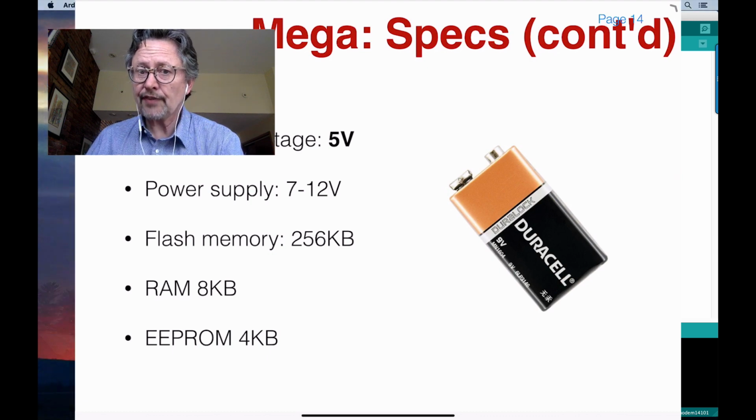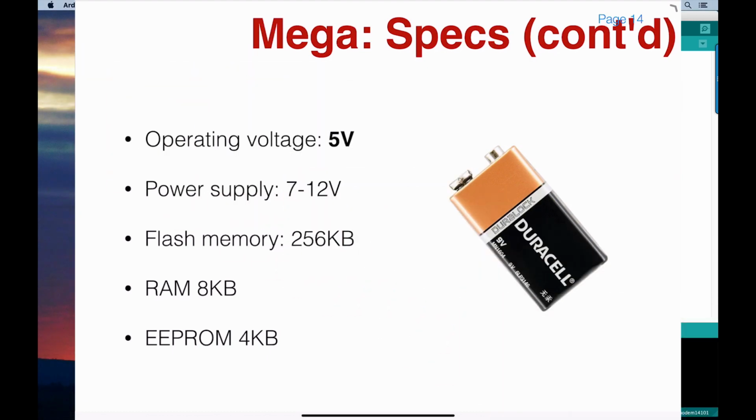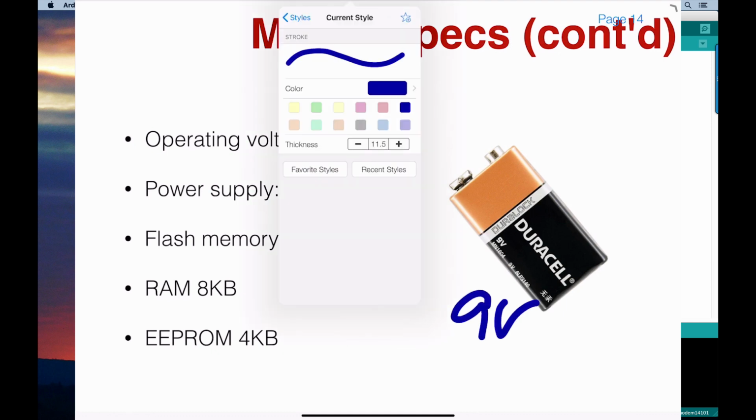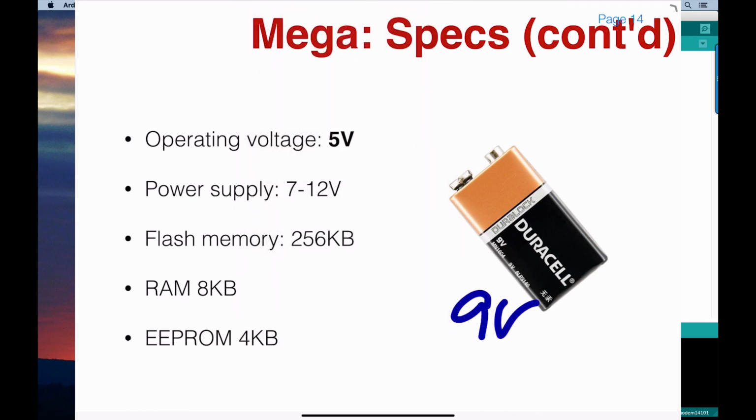So operating voltage is 5 volts, which is exactly what is delivered by a USB cable. But we can also use a 9-volt battery. This is too bright. I'll use 9-volt battery. And we'll see that there's an input, a particular input, where we can provide any voltage between 7 and 12, and it will extract 5 volts from that. And that's how it's going to work.